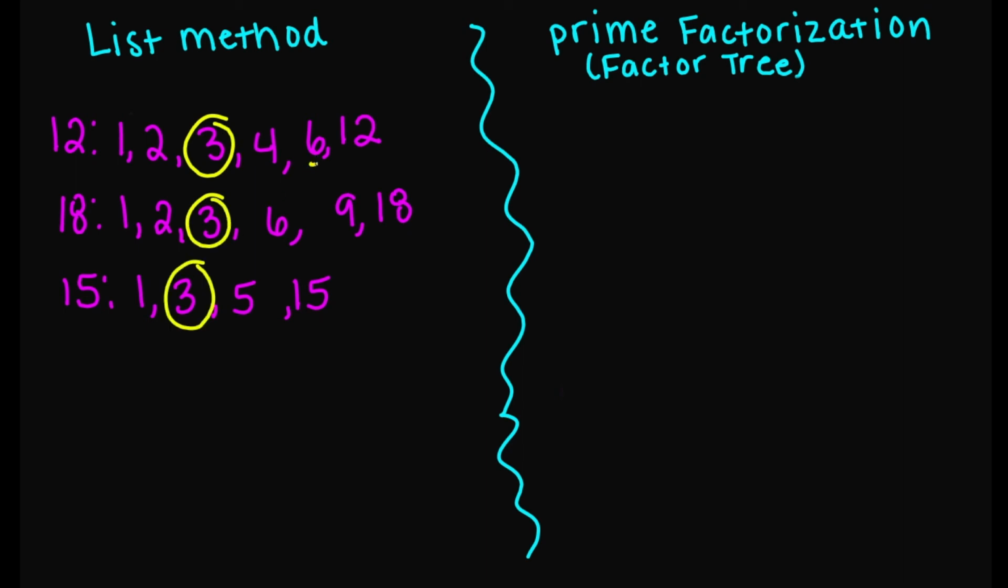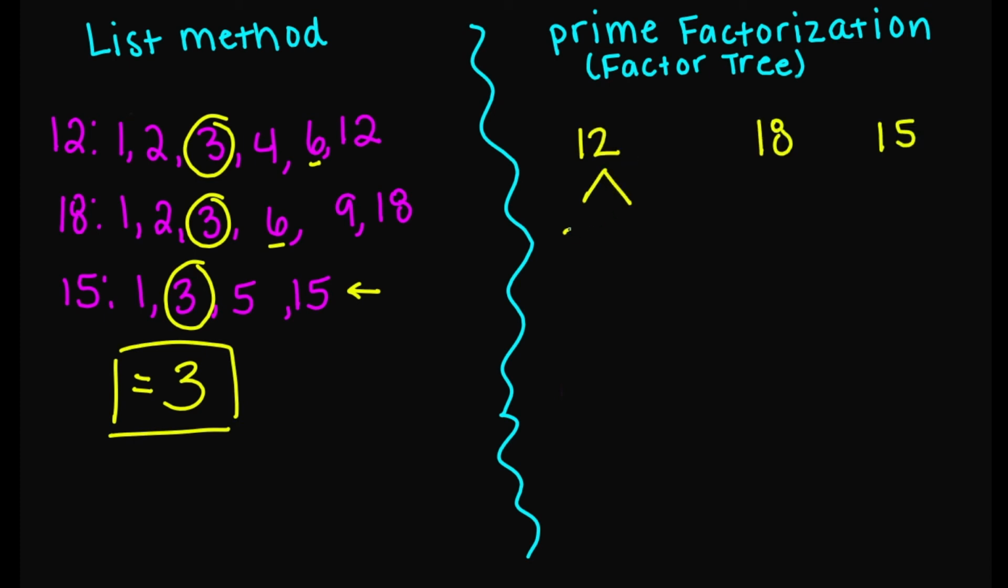Although we have a 6 here for my 12 and a 6 here for my 18, the number 15 does not have the number 6 in it, so we can't use that. However, all 3 numbers have the number 3, so my GCF is going to be 3. Now let's go ahead and try the factor tree.